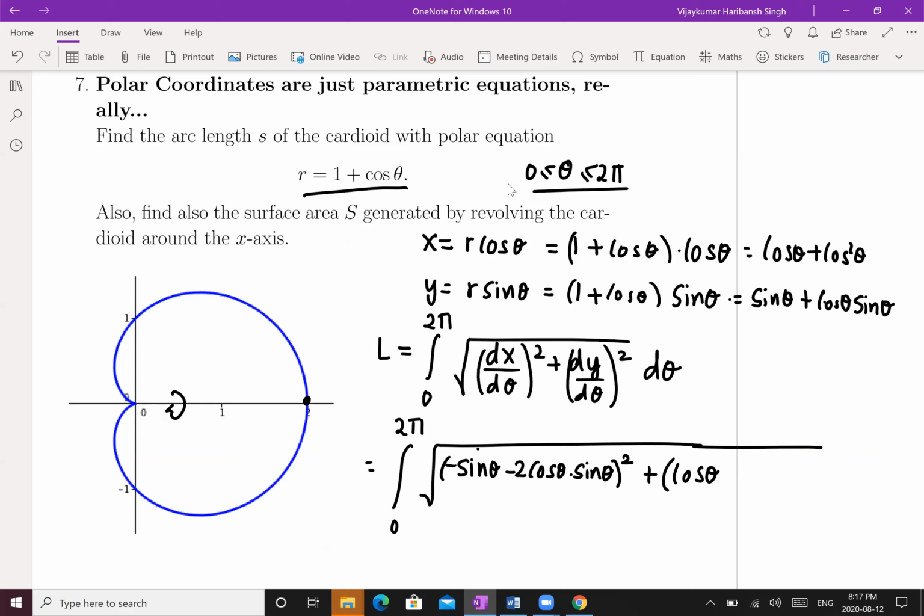Now, instead of applying the product rule, I can see this as sine theta plus sine 2 theta divided by 2. That helps me not to use the product rule. So the derivative of sine 2 theta by 2 is cos 2 theta, the whole square, d theta.